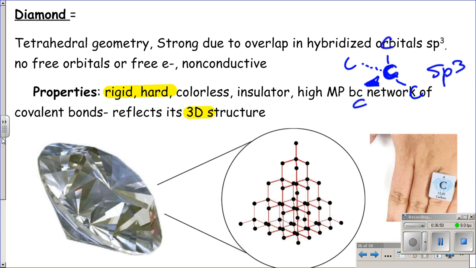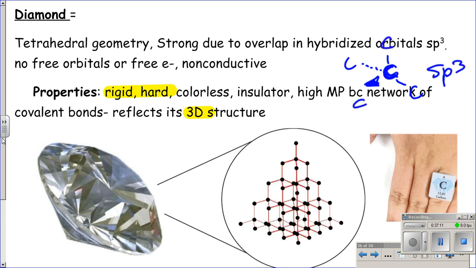It's going to happen a couple million times hopefully to make a big diamond, but if it's a couple thousand times, it'll be a small diamond, right? Just a different size. But pretty much there's no overlap of any unhybridized p orbitals because there are no unhybridized p orbitals. So they're not conductive. They cannot allow electricity to flow through them. Okay.